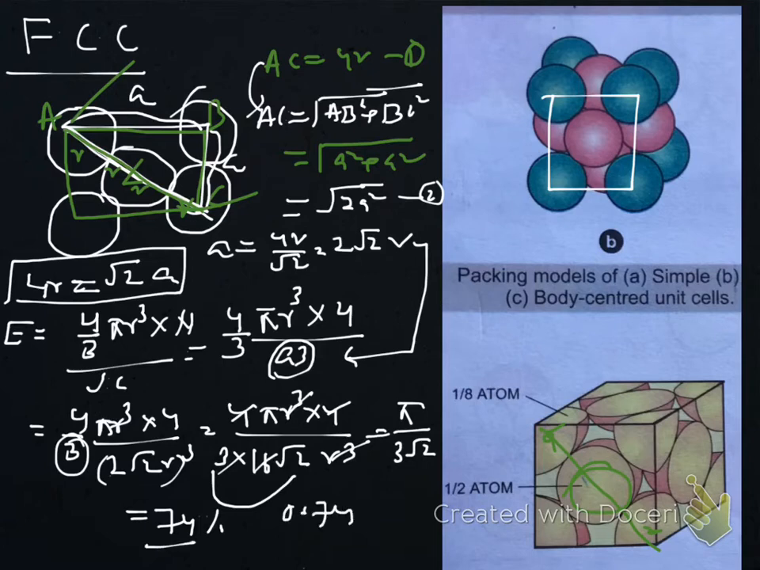If efficiency is requested in percentage, it is 74%. So simple cubic system is very weak. It has about half the efficiency, 50% of the space is filled. Exactly it is 52.4. But FCC is highly efficient. 74% of the space is filled by particles. This FCC is equivalent to CCP and HCP. They also have the same efficiency of 74%.